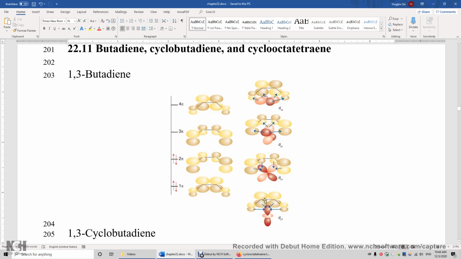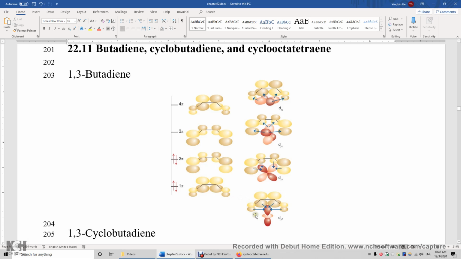All 4 can interact with the transition metal. These 2 are occupied, therefore they donate electrons to empty d orbitals. These 2 are empty, therefore they accept d electrons from the transition metal. And when you do the interaction between these MOs and the transition metal, make sure that you match the symmetry of these MOs and the symmetry of the d orbitals of the transition metal.